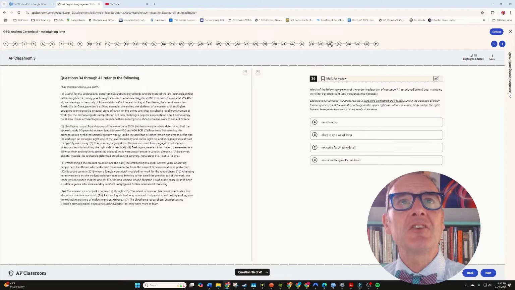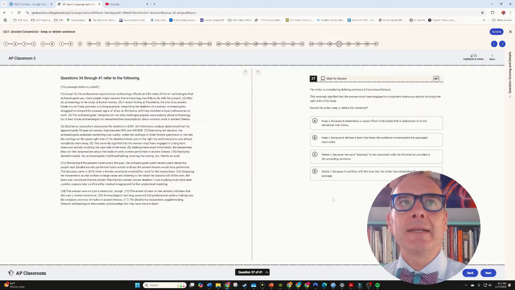A, the archaeologist as it is now. That doesn't really make any sense. B, clued in on a weird thing. I think that is kind of a little better maybe, but it's still pretty casual language considering the formality of the rest of the passage. C, noticed a fascinating detail. That seems like a strong maybe, because noticed is a synonym for eyeballed, and fascinating detail might be something truly wacky. D, saw something really out there. That kind of means the same thing as eyeballed something truly wacky. However, it is not tonally consistent because it is so informal. So I'll tell you a secret. The answer is C. All right, let's look at another one.